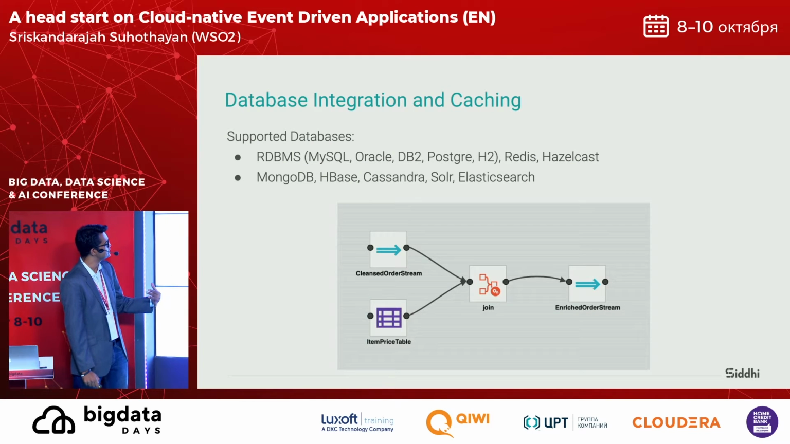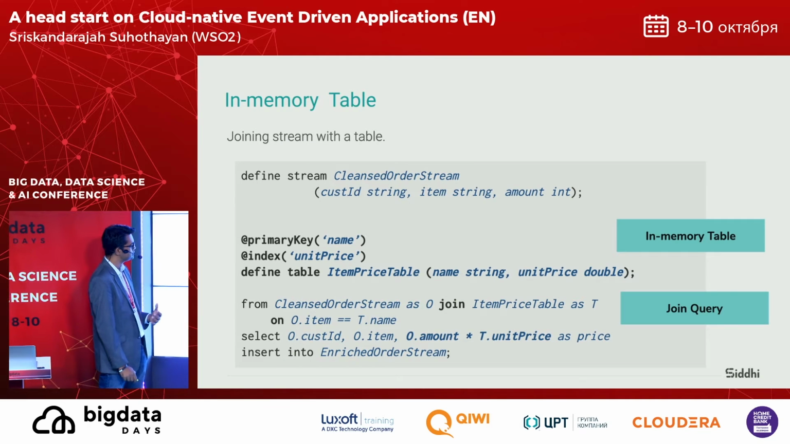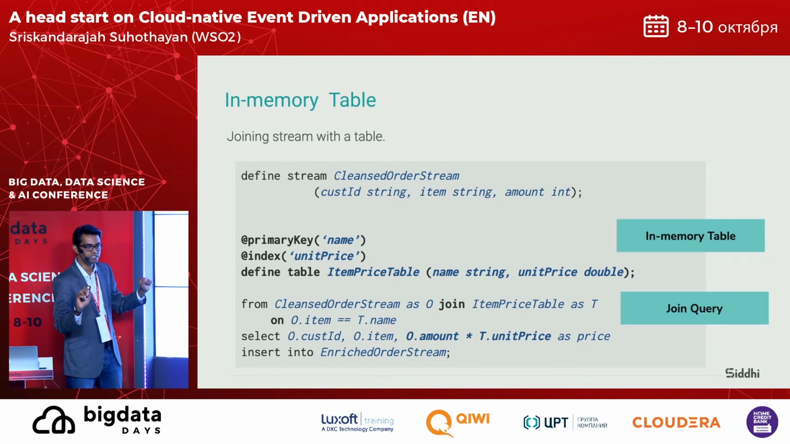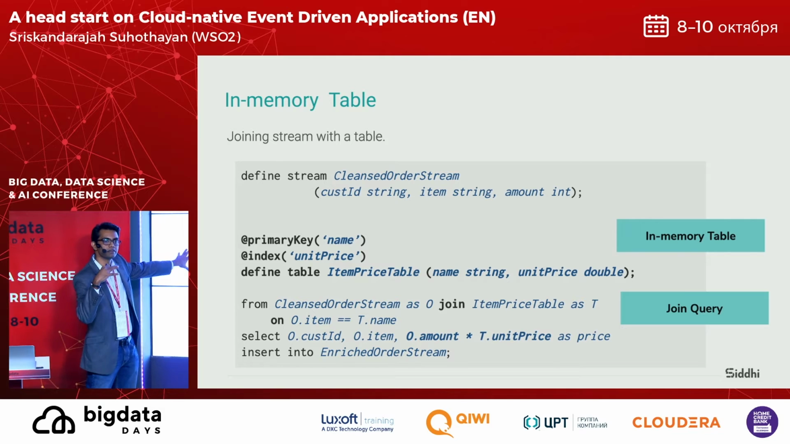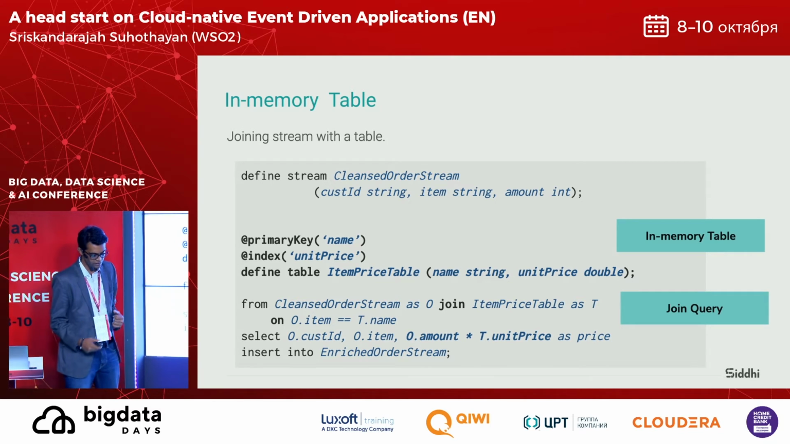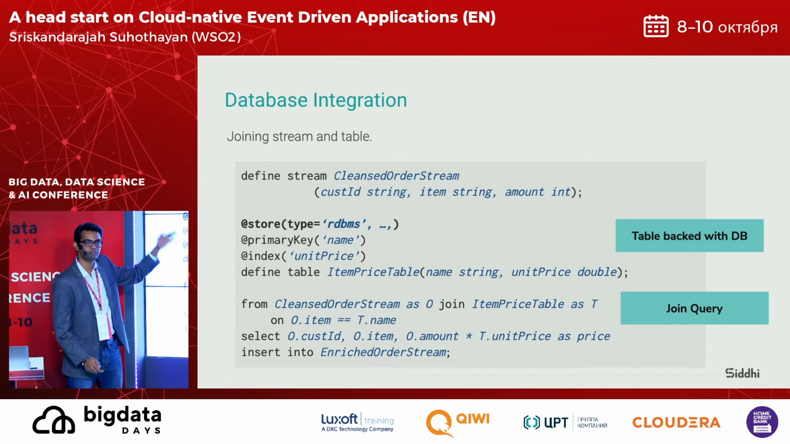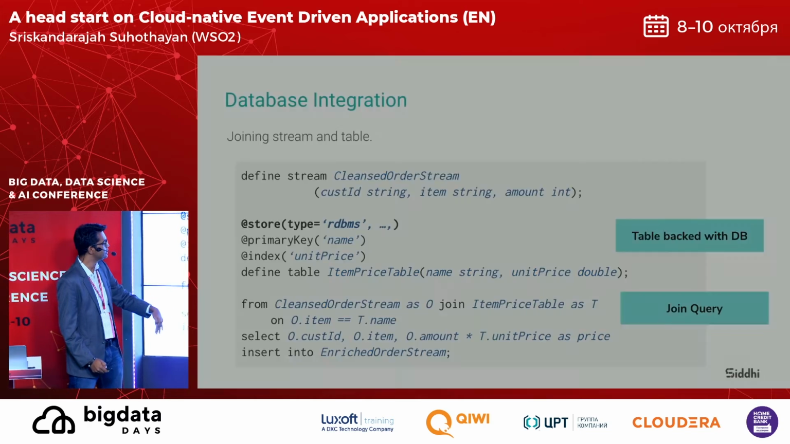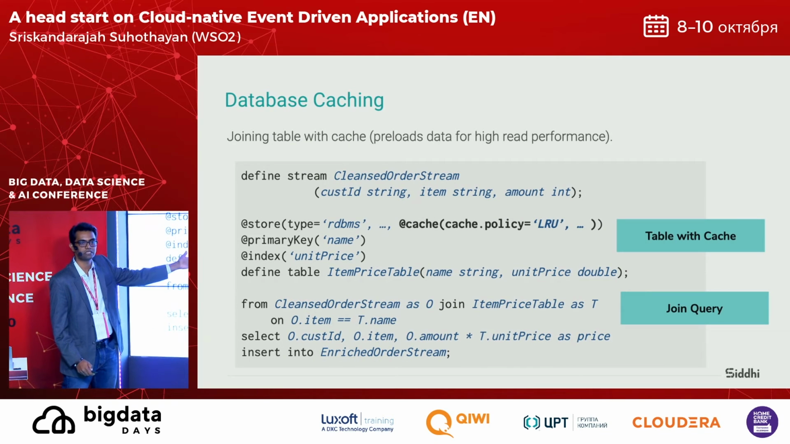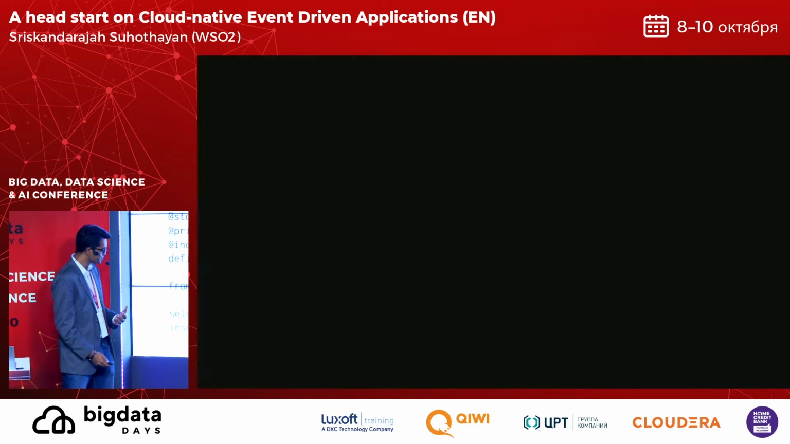In terms of databases, there are lots of databases that we can connect to. If you didn't specify any annotation, the database is in memory. In memory, you can have indexing and primary keys, and the data is kept in memory. But whenever you want, you can add a store annotation to it, and then the data will be stored in that database. You can also add an at cache annotation and put caching configurations. Now the data is cached also, so it will be even faster.